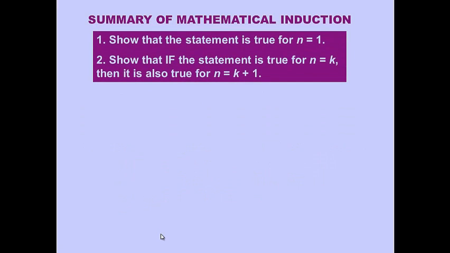So let's summarize. The way we do mathematical inductions is we show that whatever statement we're trying to prove, and we're going to be doing it for some formulas in particular, is true for the first term, for n equals 1. Then we show that if the statement is true for n equals k, then it is also true for n equals k plus 1. Putting those two together means it's true for all values of n.